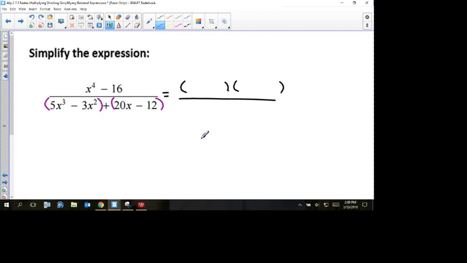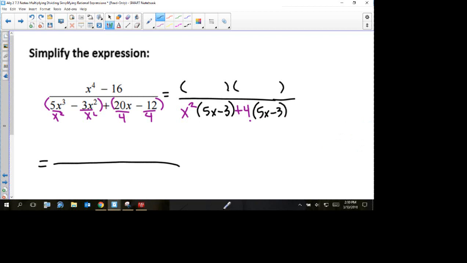Divide the first one by the GCF, x squared. And what's my GCF for the second one? 4. So we're going to divide out our GCF. We're going to have x squared, parentheses, 5x minus 3, and then plus 4, parentheses 5x minus 3. And that is not factored all the way, because there's a plus sign in between those two terms. It's not just factors right now.